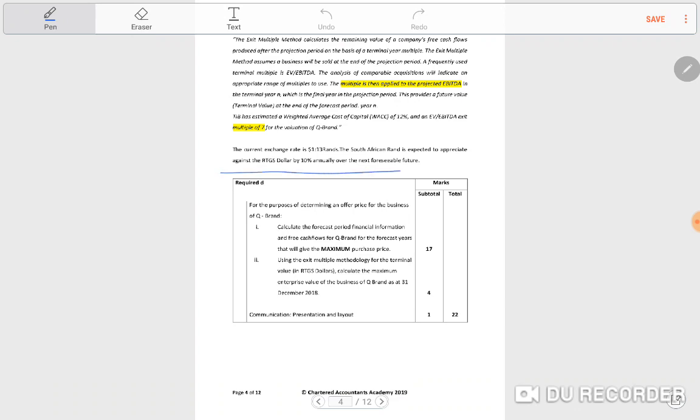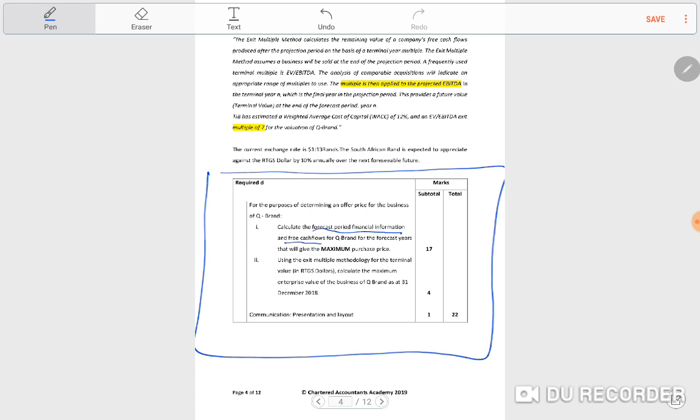So this required us to what? To calculate the forecast financial information and free cash flow of Q brand for the forecast years that will give the maximum purchase price. And number 2, so note there is number 1 and number 2. Number 2, using the exit multiple methodology for the terminal value in RTGS dollars, calculate the maximum enterprise value. The maximum enterprise value of the business of Q brand is at 31 December 2018.